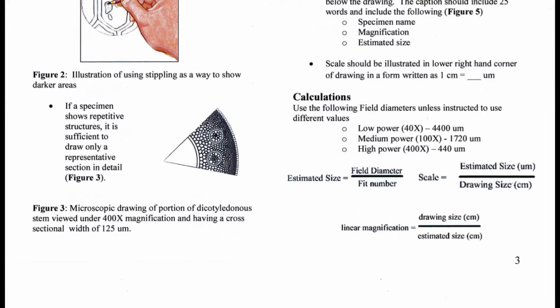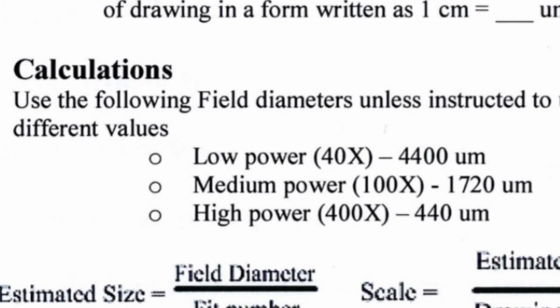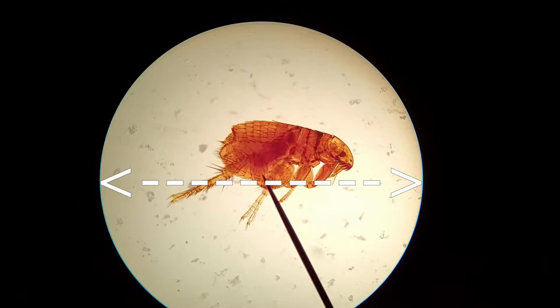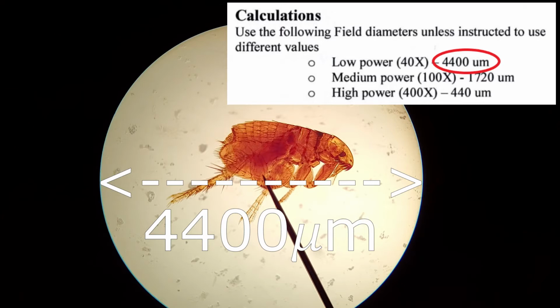Our data booklet defines the approximate field diameter for microscopes at Lindsay Thurber. They can be found on page 3 of your data booklet. For example, when we look at this image of a flea on low power, the approximate diameter of our field of view is 4,400 micrometers. We use the letter U or the Greek letter mu to represent micro. Micro just means 1/1000th of a milli. So a micrometer is 1/1000th of a millimeter, or 1,000 micrometers is 1 millimeter.